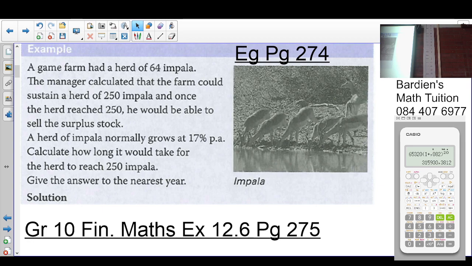Alright. The game farmer had a herd of 64 impala. The manager calculated that the farm could sustain a herd of 250 impala. Okay? And once the herd reaches 250, you would be able to sell the surplus stock.